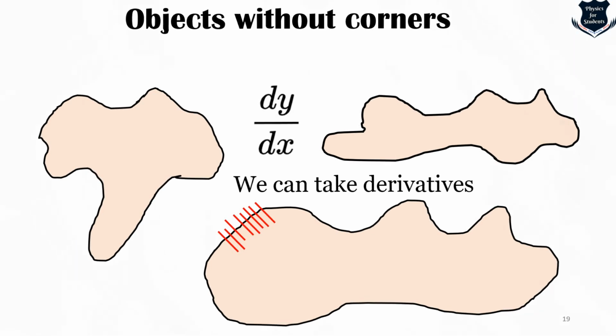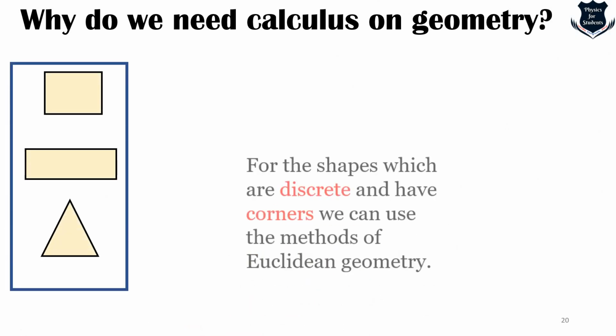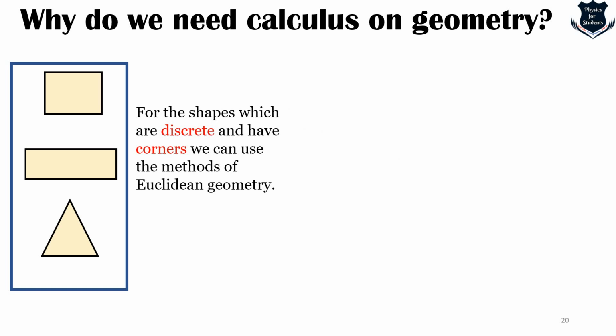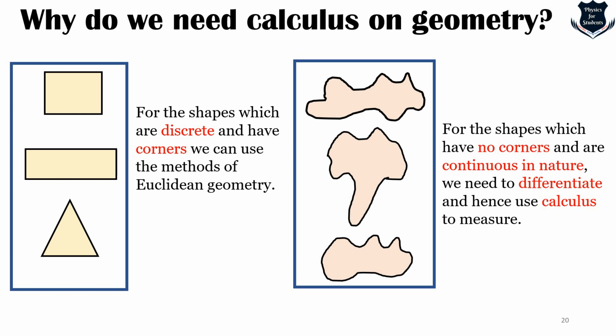So finally, can we say something like this? Those shapes which look like this are discrete and have corners, so we can use methods of Euclidean geometry, whereas these types of shapes have no corners and are continuous in nature, and we need to differentiate and hence use calculus to measure them. So why do we need calculus and geometry? The reason is that when we are trying to measure certain geometrical shapes which have absolutely no corners and are continuous in nature, we need to differentiate using calculus.